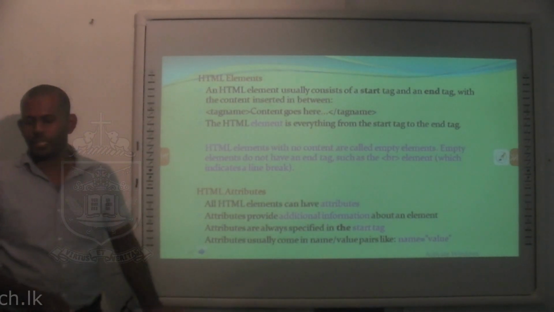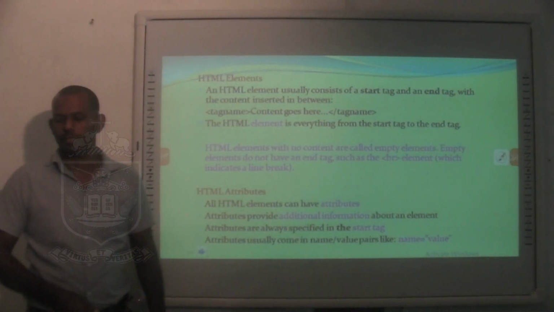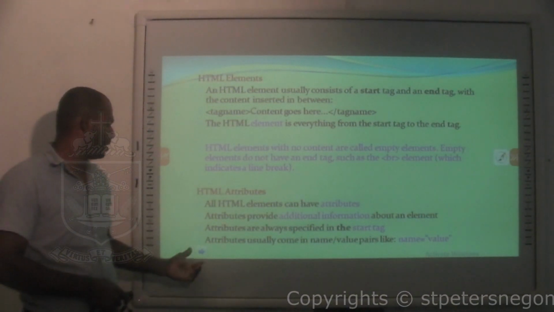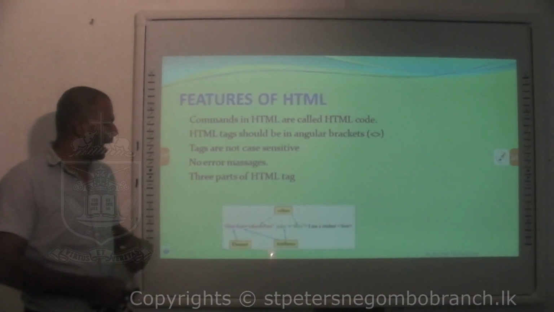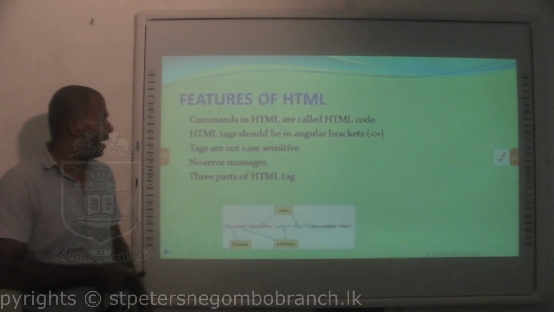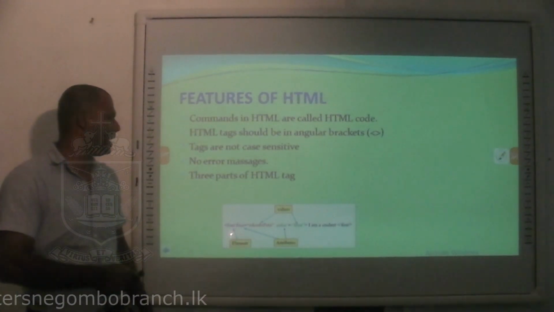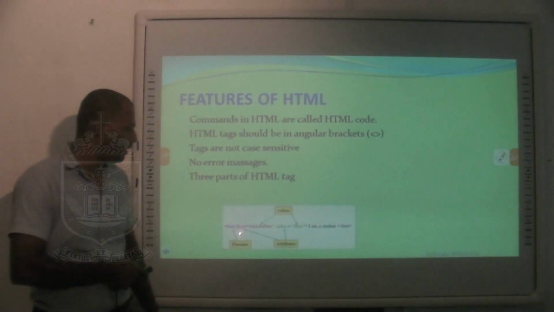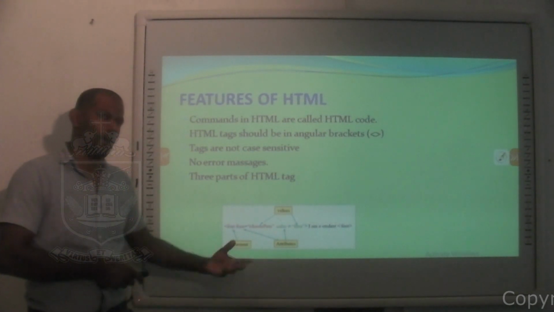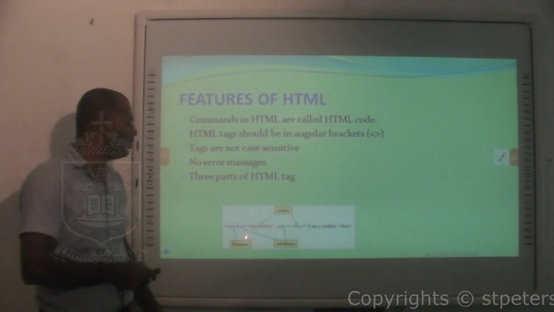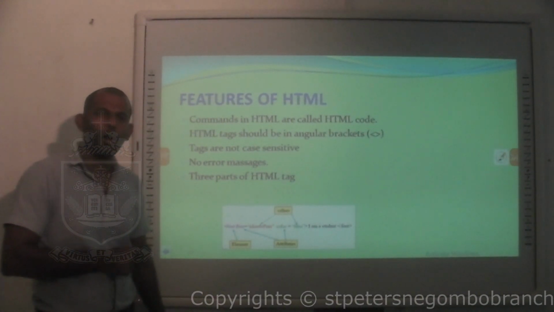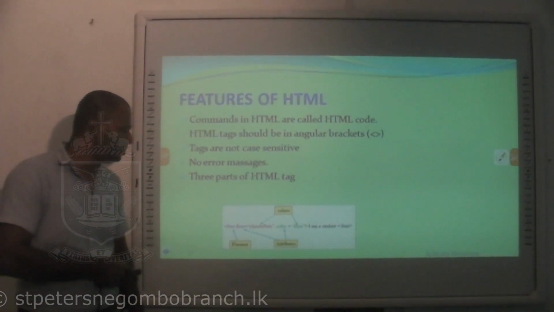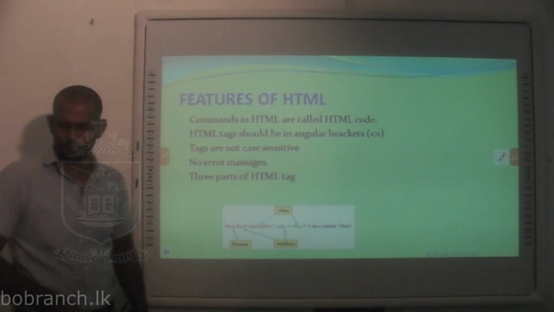Attributes provide additional information. Attributes are always specified in the start tag. It's important. Here, attributes are inside the start tag, not in the end tag. All the attributes, face, color, and if you use more attributes, you have to use them within the start tag, not the end tag. All the attributes should be within the start tag.